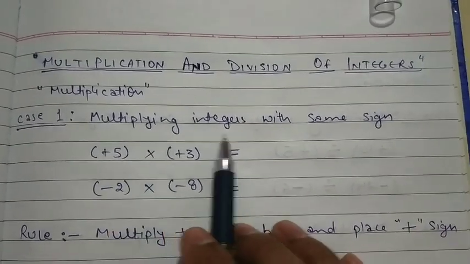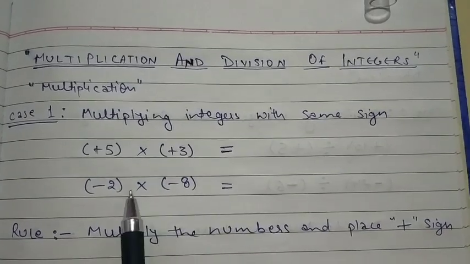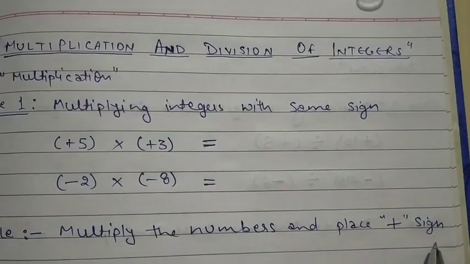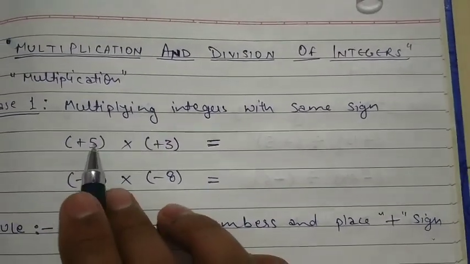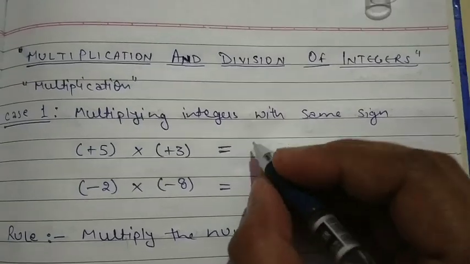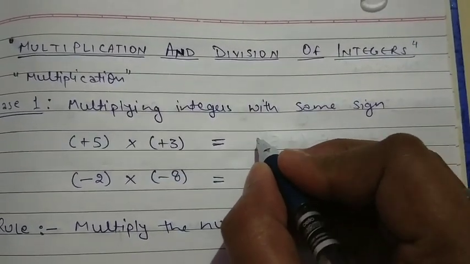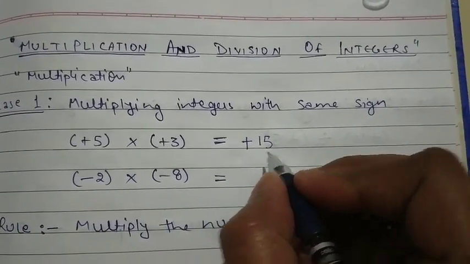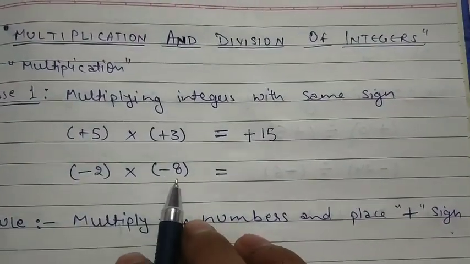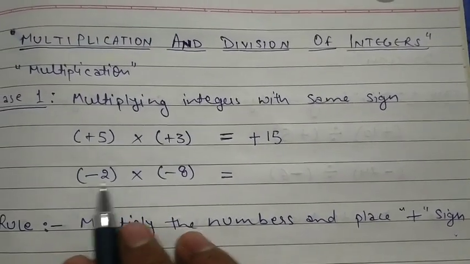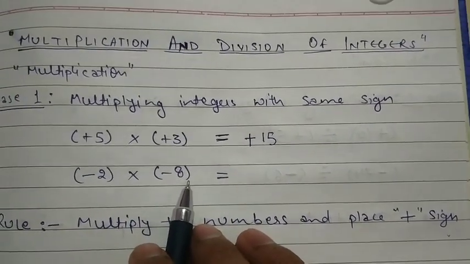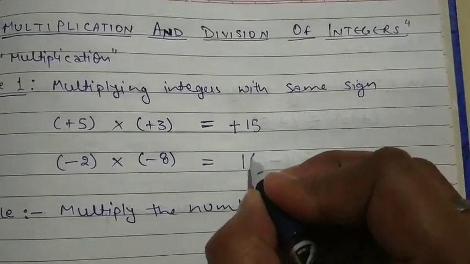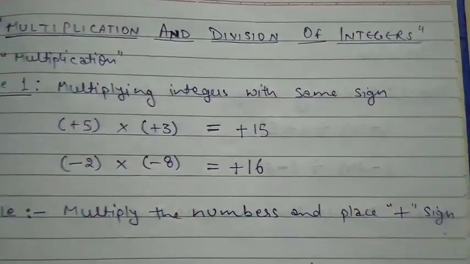So to multiply integers with the same sign, whether positive or negative, the rule is simply multiply the numbers and place a plus sign. To multiply plus 5 and plus 3, both are positive integers, we simply multiply the numbers. 5 3s are 15 and we put a plus sign, so the answer will be plus 15. Similarly, to multiply minus 2 and minus 8, both are negative integers with the same sign, so we simply multiply and place the plus sign. 2 8s are 16, so this will be plus 16.